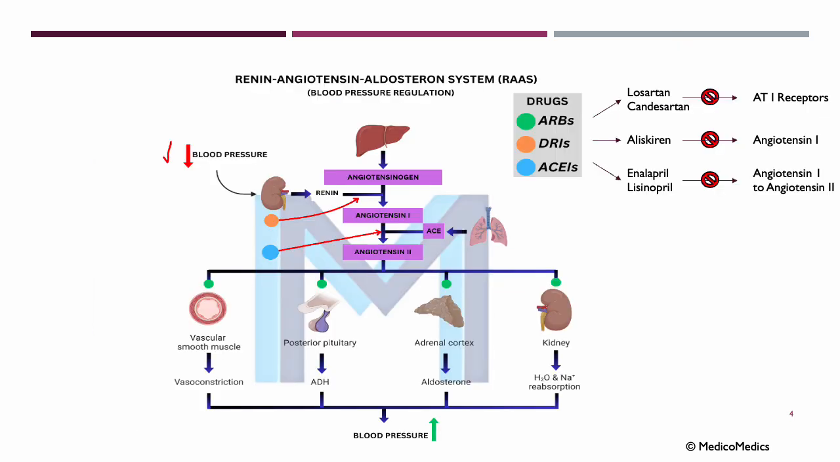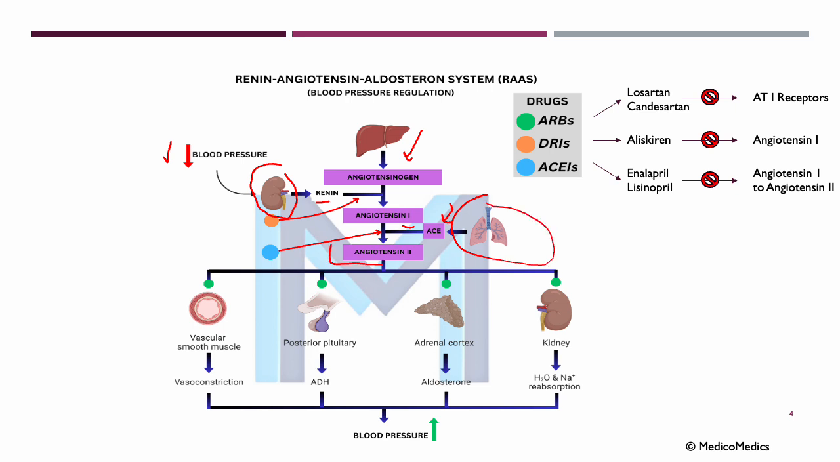So now then, in response to low blood pressure, we've come to learn that the kidney will release renin. Now, the liver releases something called angiotensinogen. And what renin does, it cleaves it into something called angiotensin 1. And angiotensin 1, in turn, is converted into angiotensin 2 by the enzyme ACE, which stands for angiotensin converting enzyme, and it is primarily in the lungs.